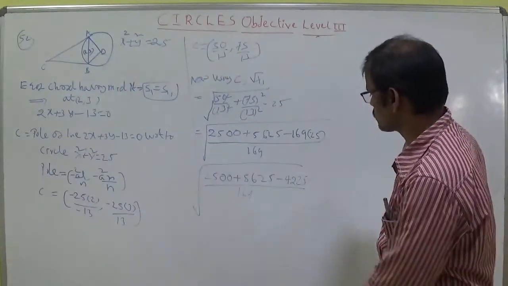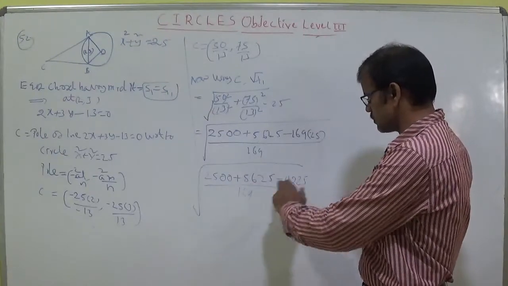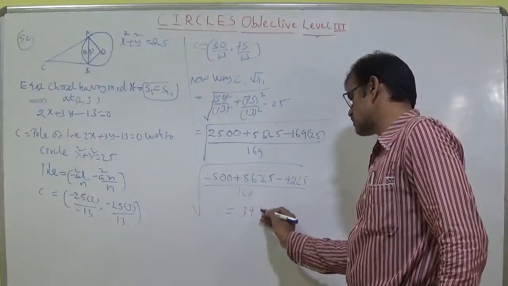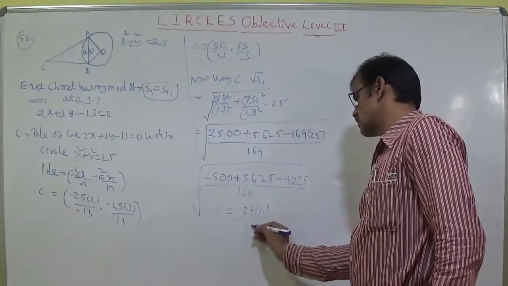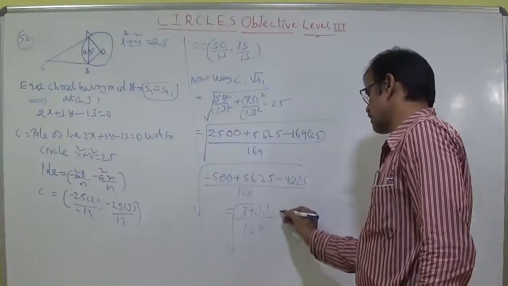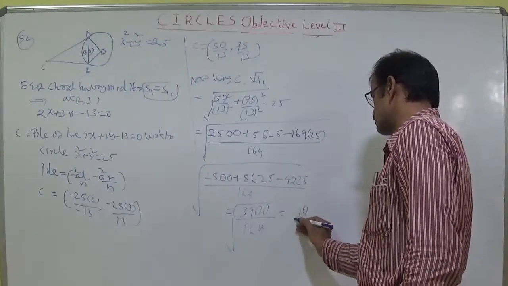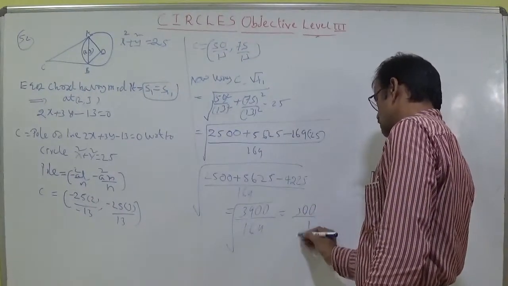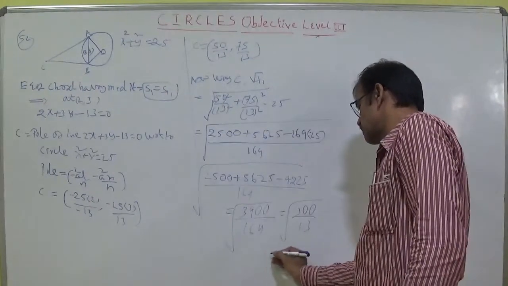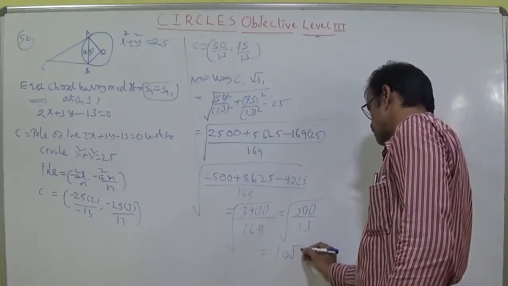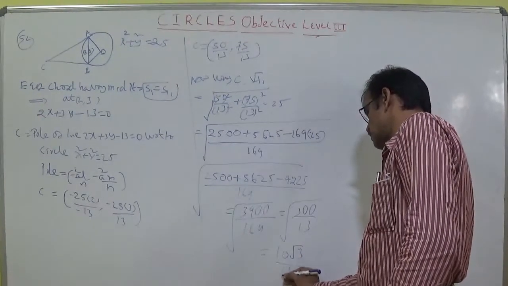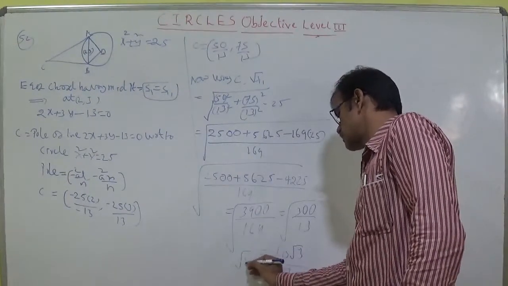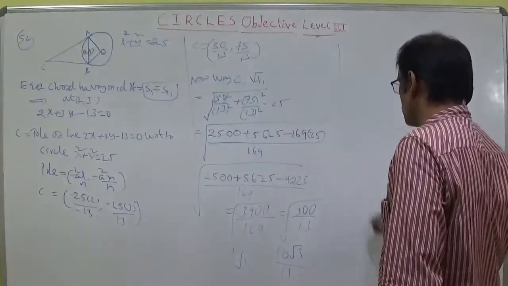5625 minus 4225 is 1400, and adding the 2500, this is 3900. 3900 by 169. Cut 13 table. So 300 by 13 we can write. 300 we can write as 10 root 3. So 10 root 3 by 13. This is root S11. Root S11 we got as 10 root 3 by 13.